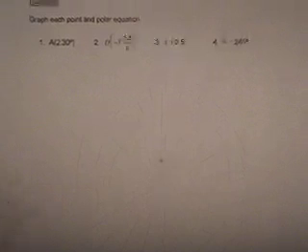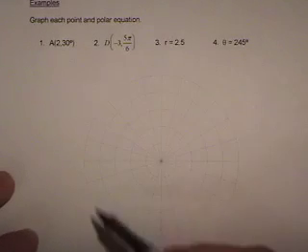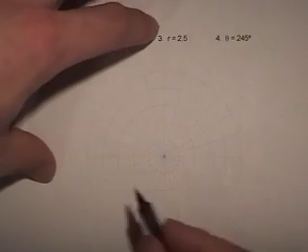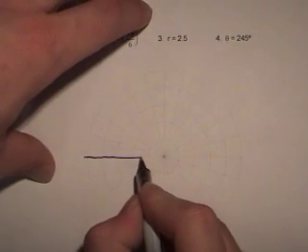Now I'm going to graph these 4 points. I have a sketch here of the polar coordinate system. It's a little light sketch, so I'm going to fill in the part that I'm going to use. I want this.